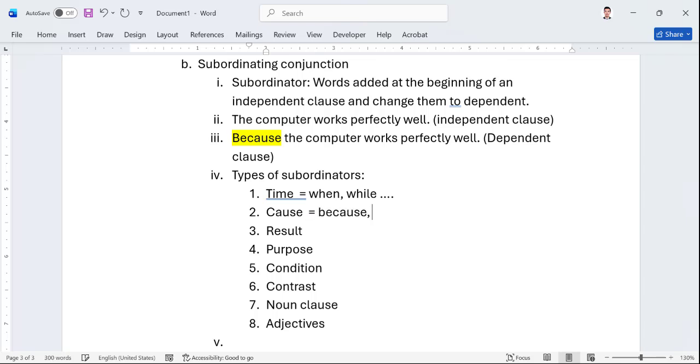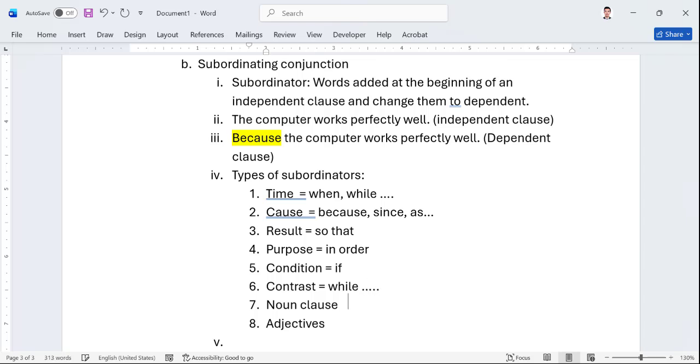Because. We may use since. We may use as, now that. So there are the cause subordinates. Result. We may have so that. For purpose, for example, in order that. I'll use one of them here, name them. Condition, simply if, only if, unless. Contrast, for example, we have while, although, even though, though itself.